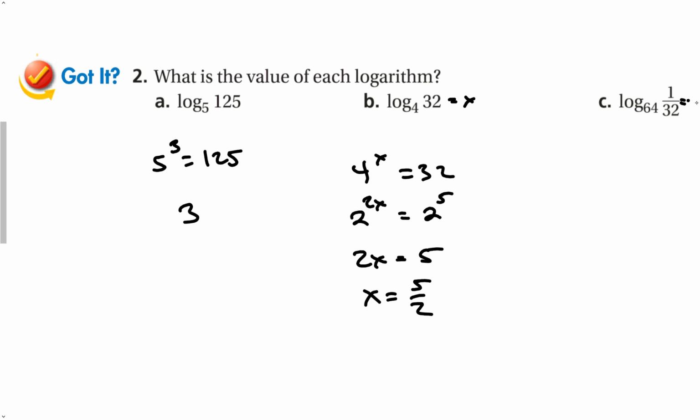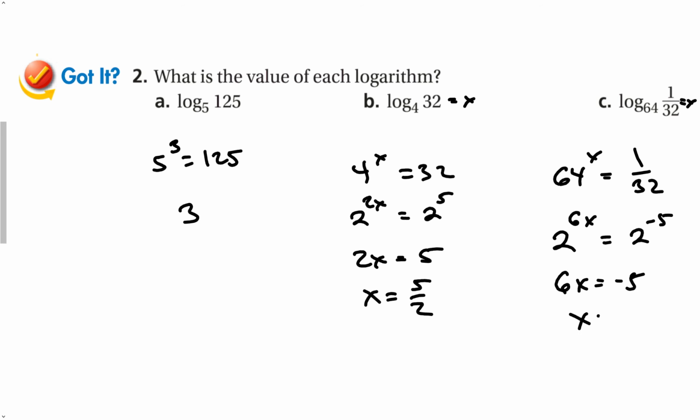Here, set that equal to x again. So 64 to some power is equal to 1 over 32. It's okay to have fractions. These are both powers of 2. Fractions are just negative exponents. Okay, so hopefully remember that from the last chapter when we did a lot with exponents. To get a fraction, it just means a negative exponent. So that means 6x is equal to negative 5, and x is equal to negative 5 over 6.